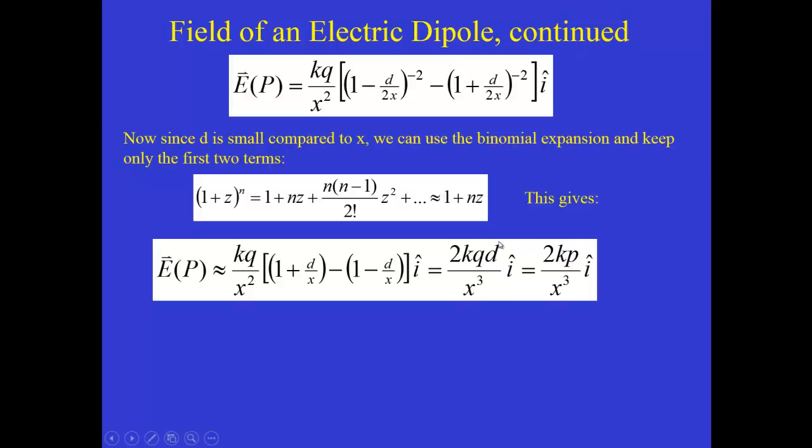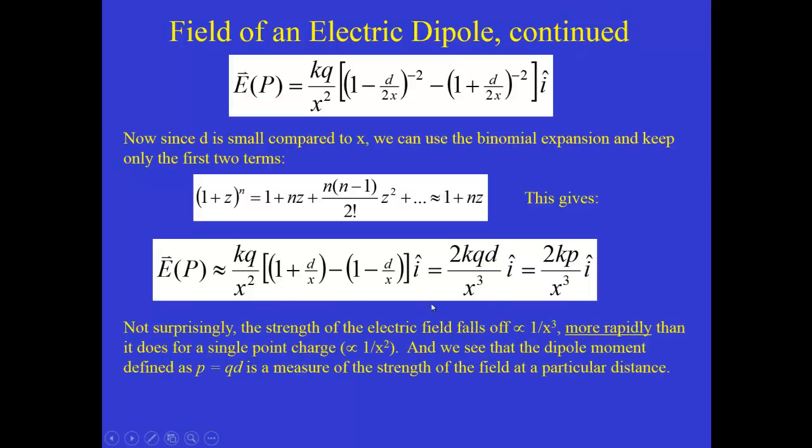And so P, defined as the charge times the distance, appears in this expression. And you'll notice that in this expression the electric field decreases with the distance like 1 over the distance cubed, which is more rapidly than it does for a single point charge, where that quantity is 1 over the distance squared. And the dipole moment is a measure of the strength of this electric field. If a dipole moment is larger, the field it produces will also be larger. So this is the approximate expression for that electric field.